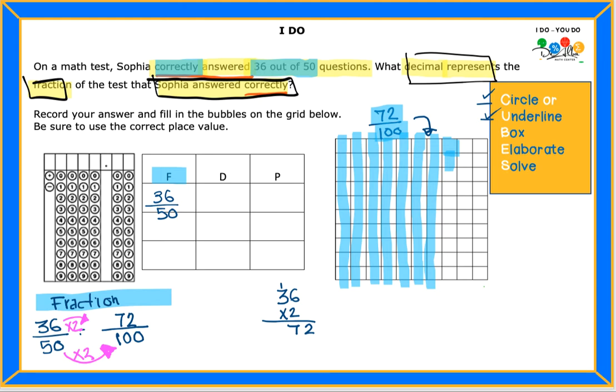And also, by using place value, we can rewrite it. We know that we must land on what place value? On the hundredths, because this is the denominator. This is the reason why we rewrote our denominator to be 100. So we can use place value.